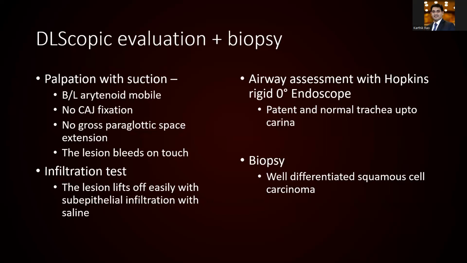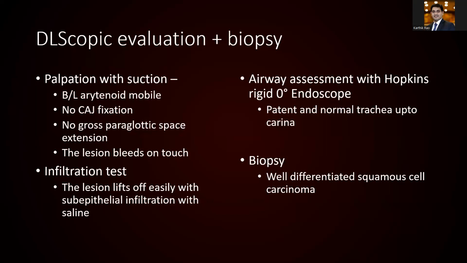The same we were able to corroborate with the flexible findings. So there was no fixation of the cricoarytenoid joint, no gross paraglottic extension. I was able to palpate the paraglottic space just adjacent to the true vocal cord, and we were not able to find any induration there. Also, while gently touching the tumor, the lesion bled on touch.